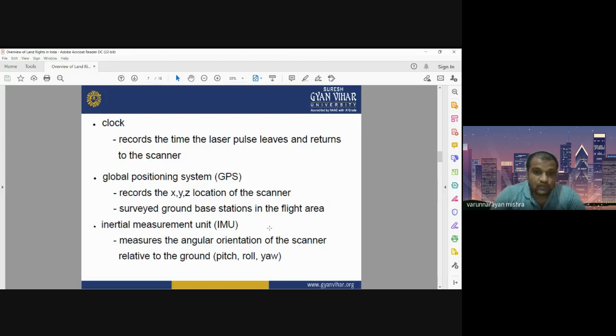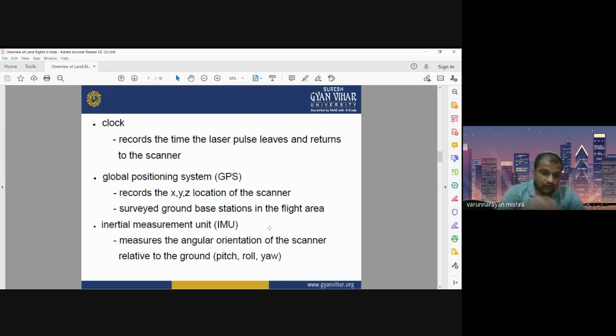It measures the angular orientation of the scanner that is related to the ground. When the aircraft moves in the air, there may be some kind of movements known as roll, yaw, and pitch. If there is roll, yaw, or pitch movement, the data, the image, or the values captured by the receiver may have some error. So before processing that data, we need to rectify the errors caused by the movement of the aircraft.